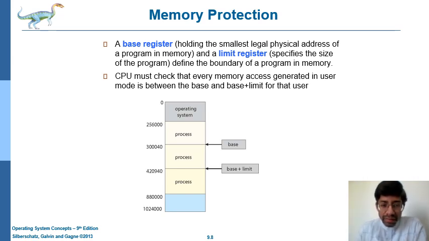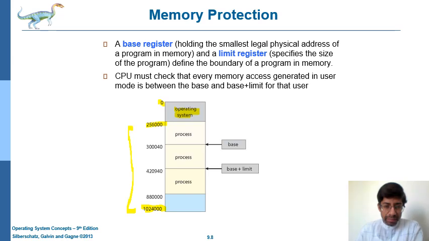A base register will hold the minimum possible address allocated to any process, whereas a limit register would hold a value which indicates the number of memory addresses allocated to a process. As can be seen in this diagram, there is a total memory of 1024 multiplied by 1000 addresses. That means 1,024,000 addresses of memory are available in this system. The memory region from address number 0 till 256,000 is allocated to the operating system, and the remaining memory is left for all the user processes.